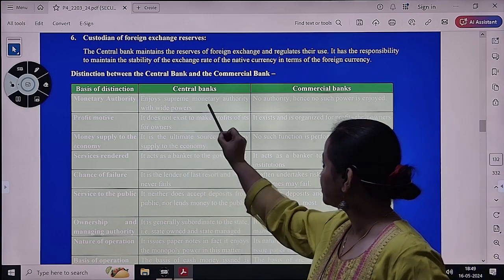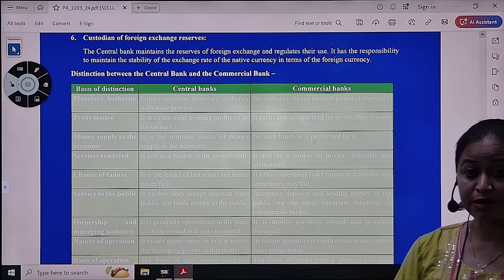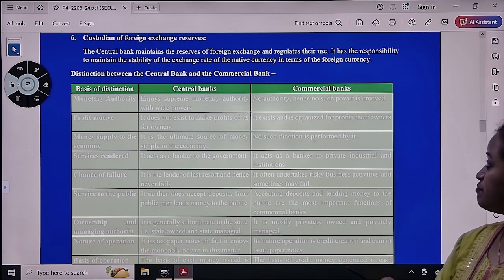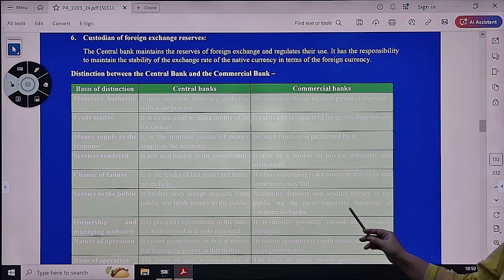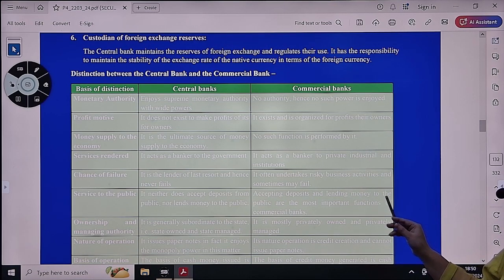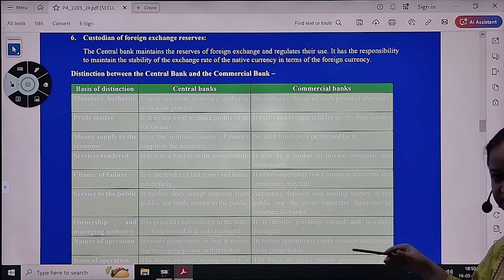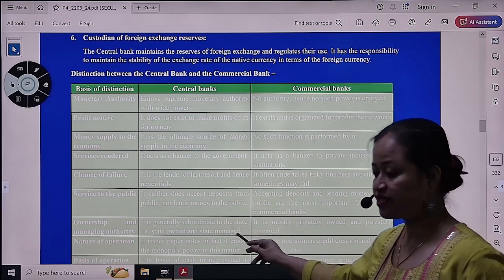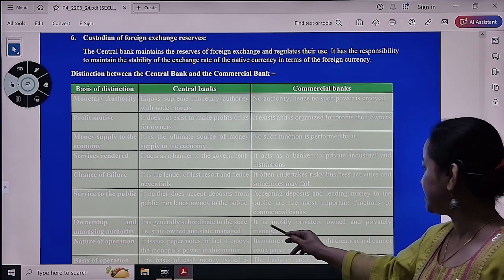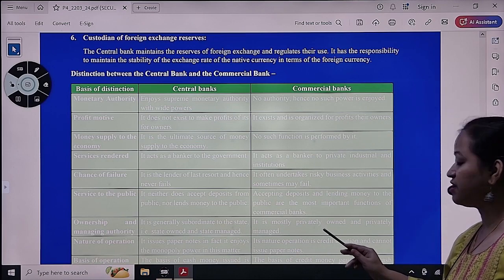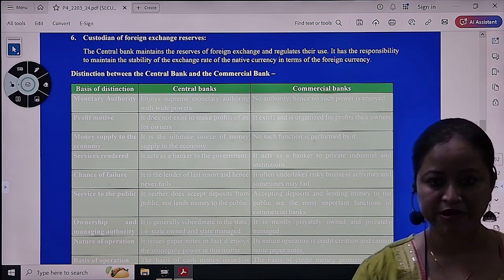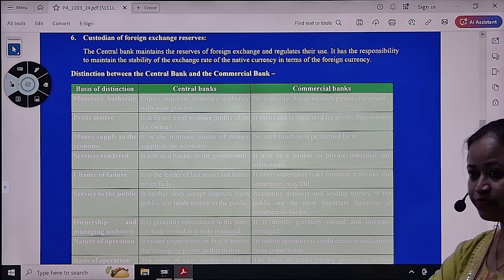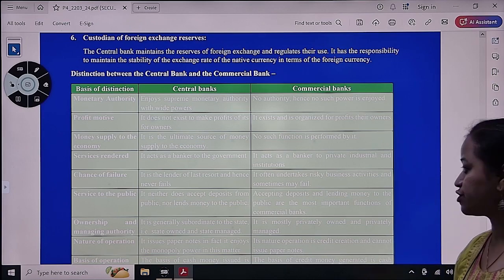Next, central bank does not deal with the public, they do not accept deposits and provide loans to the general public, but commercial banks deal with the public only. They accept money from the public, they take deposits, they provide loans and advances to the public. Now, next one is, central bank is generally subordinate to the state, that is state owned or state managed, but commercial banks can be government banks, public banks also, and can be private banks also, privately owned.